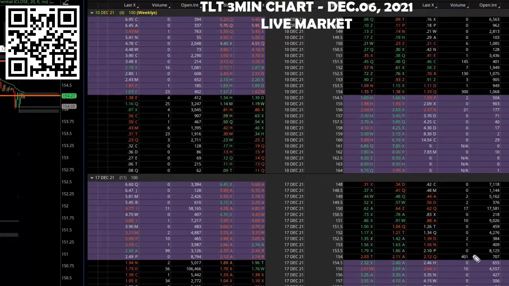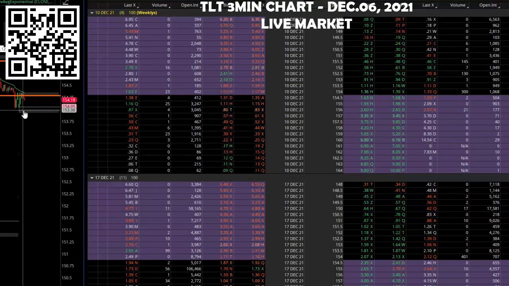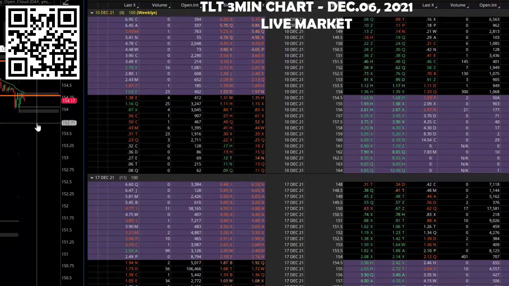We see put volume for the day, but it's light. Let's see if it fades. I believe we can have a very nice short right now, above 154, 154.2. If we break down below 154, we will make new lows on the day, and I believe we can have a very nice short.